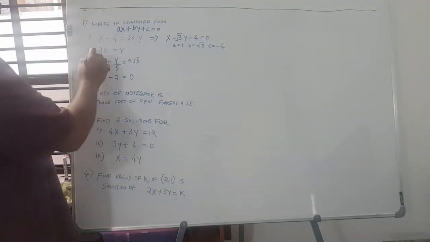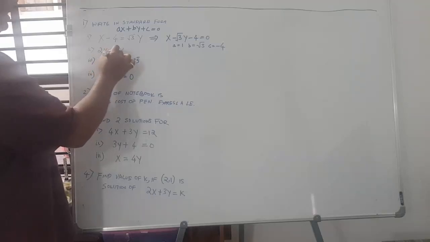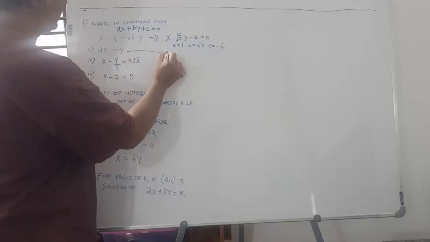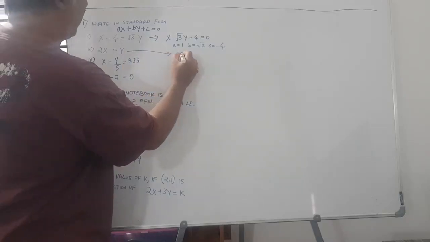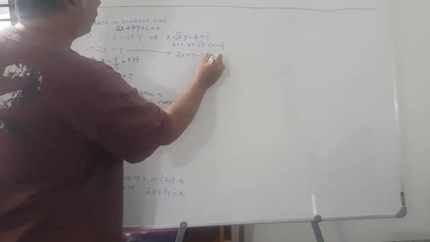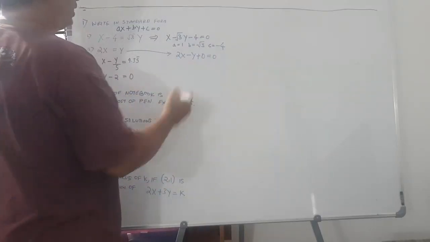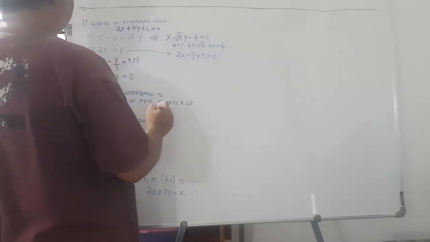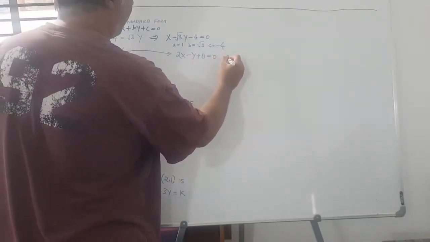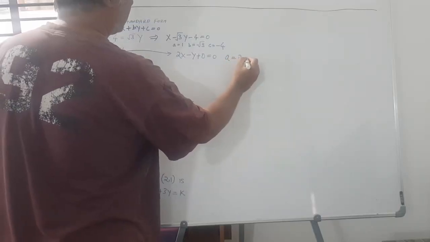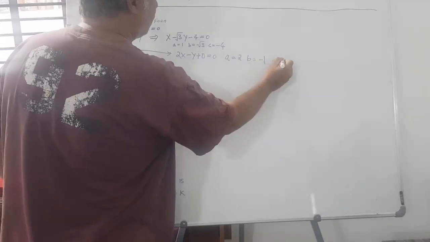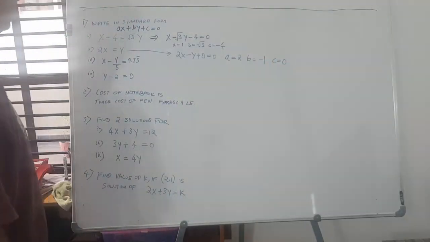Similarly, if you want to write 2x minus y in standard form, we can write it as 2x minus y minus 0 equal to 0, or you can do plus also, it doesn't matter. Here you can again see that a is equal to 2, b is equal to minus 1 and c is equal to 0.